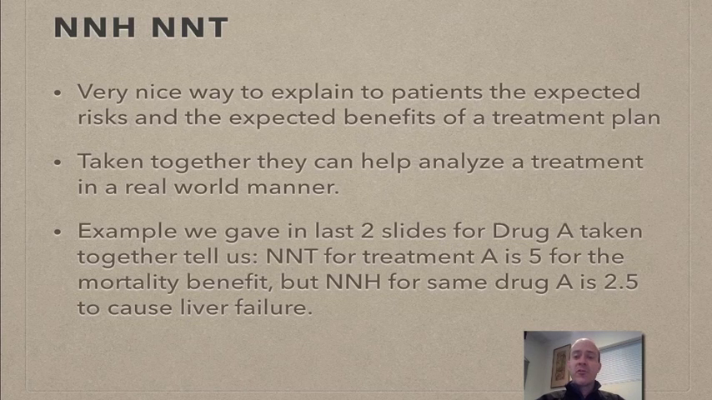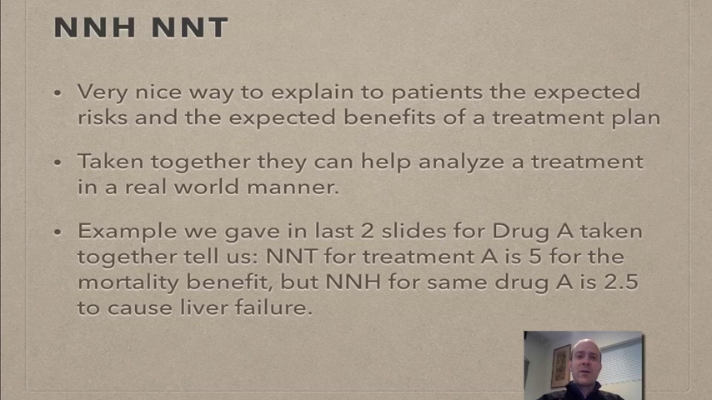For example, we were just talking about drug A. Taken together, the number needed to treat for drug A is 5. So in other words, you have to treat 5 patients to have 1 patient get that mortality benefit and not die that we talked about. But number needed to harm for that same drug: for every 2.5 patients we treat with our drug, 1 has liver failure. So that really starts to put things into perspective for you. Do I want to take the risk of taking this drug or not? I understand those risks and I understand potential benefits.